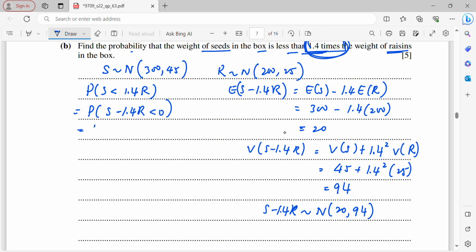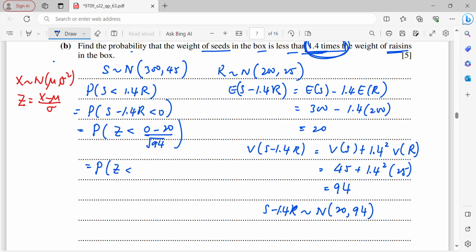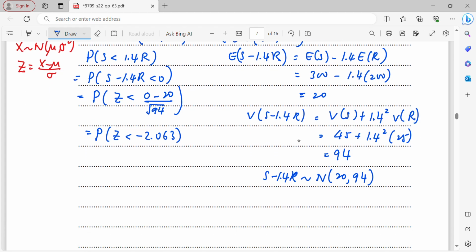So here I will write P(Z less than (0 minus 20) over square root of 94). Because I'm using X is normally distributed, mean mu, variance sigma squared, when you standardize it, it will be X minus mu over sigma. So now from here, when you calculate the value, it's going to be negative 2.063.